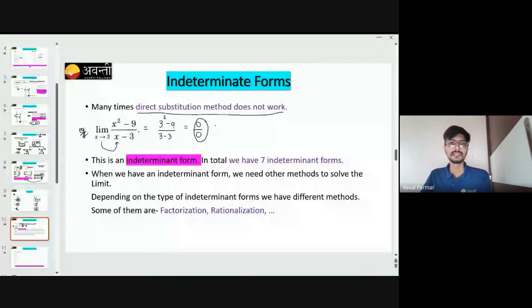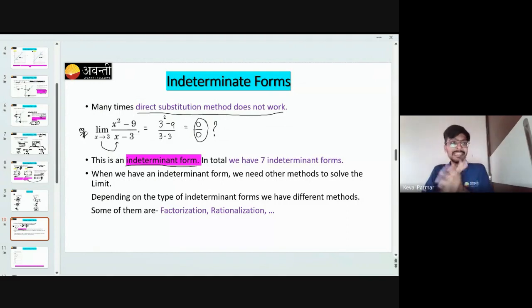And what is the value of this? We don't know. Such cases arise many times in limits. That is, by the direct substitution method, we cannot calculate the value of the limit. Here, the form we call is the 0 upon 0 form. The 0 upon 0 form is known as an indeterminate form.